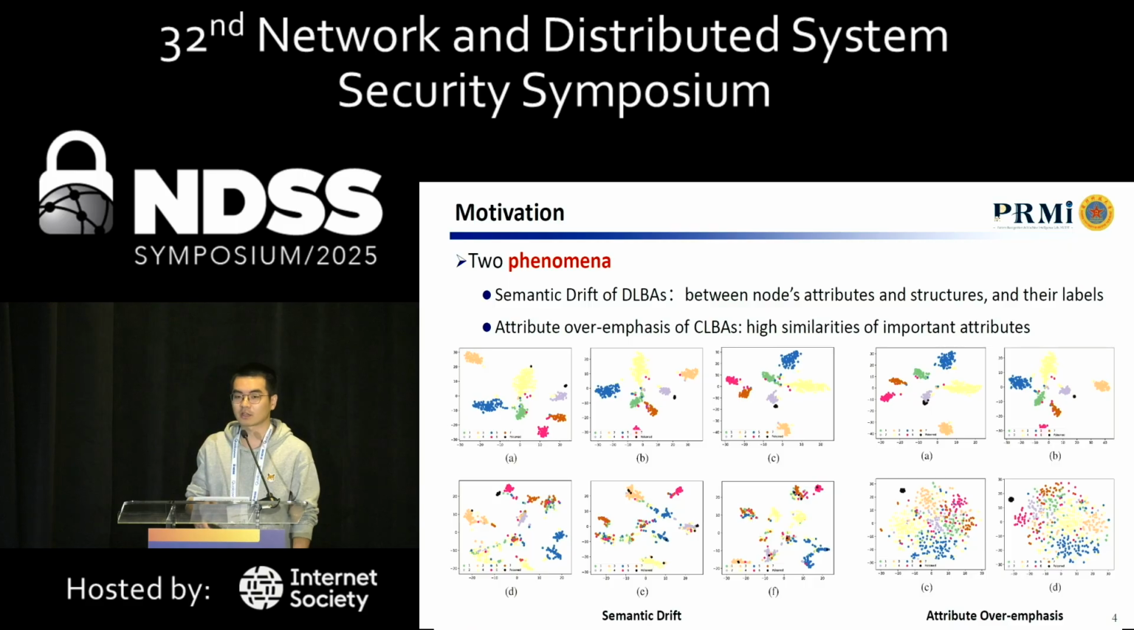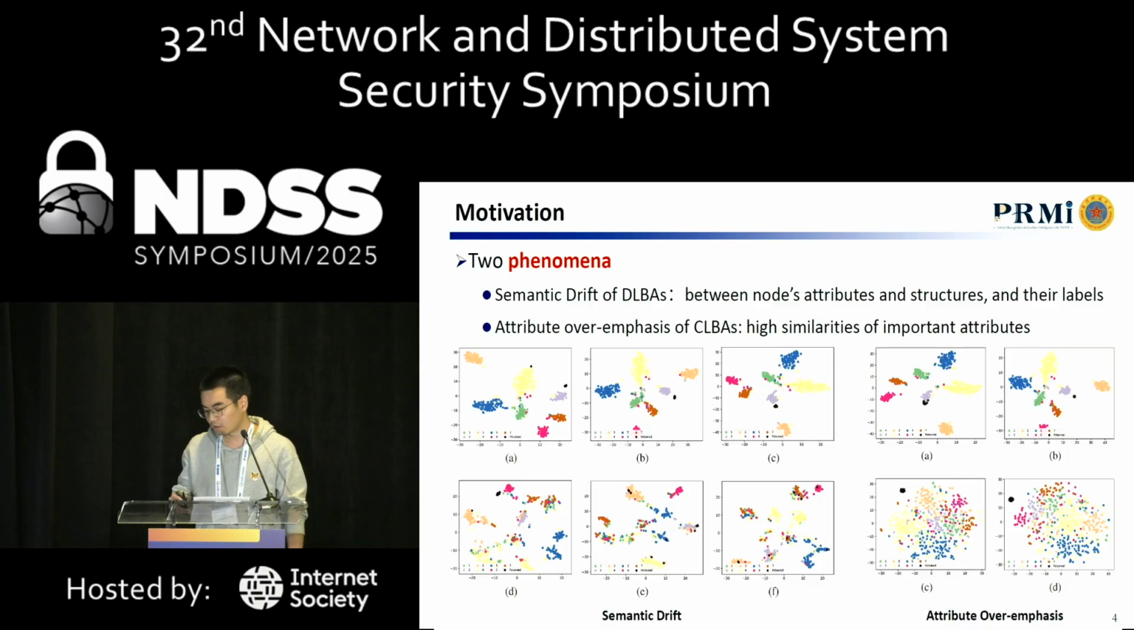To mitigate such attacks, we focus on identifying poisoned nodes that contain injected triggers. Our evaluation reveals two key phenomena: semantic drift for dirty label attacks and attribute overemphasis for clean label attacks. The first row of this figure is a t-SNE visualization of latent representations from the backdoor model trained using supervised learning. You can see that the poisoned nodes are clustered near the target label. This indicates that both dirty and clean label attacks successfully mislead the model.